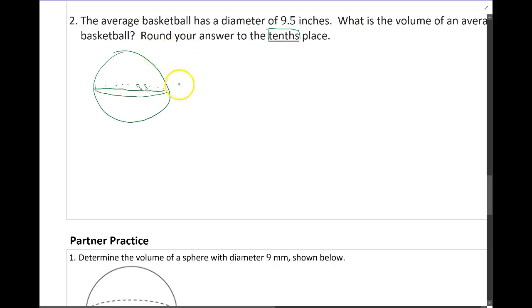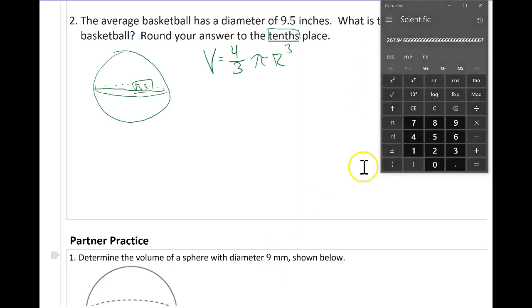But I don't need that. And I'm going to see that in a moment because I've drawn and labeled my picture. I'm going to write 4/3 times pi times the radius cubed. Now, I don't need my diameter. I need my radius. And I know that the radius is half of the diameter. Well, what's half of 9.5? It is 4.75. And again, just in case you weren't sure how to do that, I say 9.5 divided by 2 in order to find half of it, 4.75.